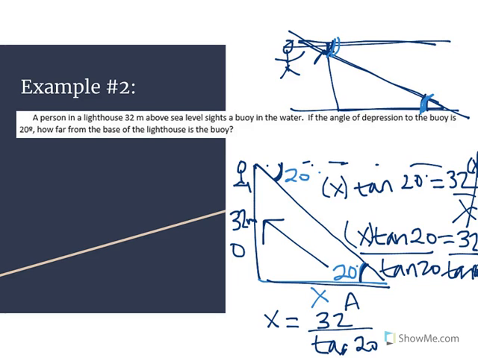I will again show you guys how to put this in your calculator when I see you in class. But when you put this in the calculator, you get 87.9, and that is how far the base of the lighthouse is from the actual buoy. So the main key here, this is angle of depression, but alternate interior angles allows you to have the angle of elevation and gets your angle inside that triangle.